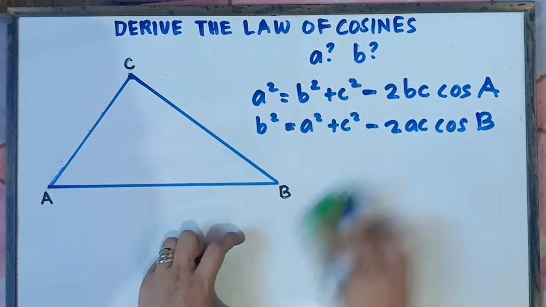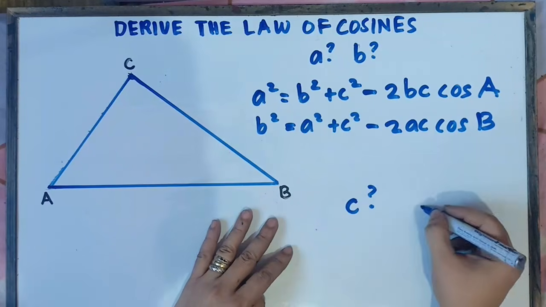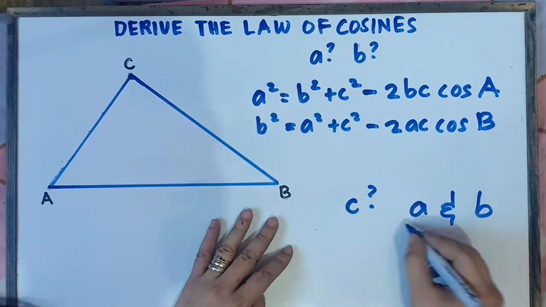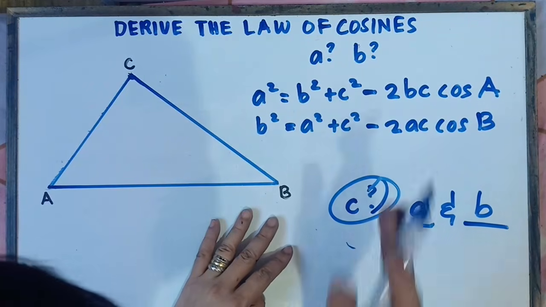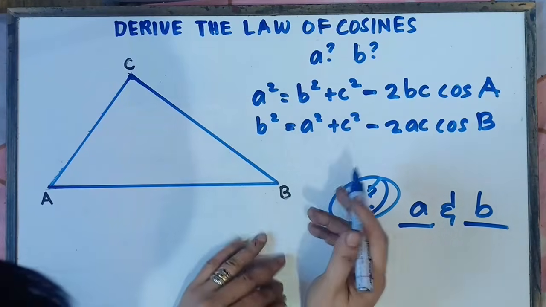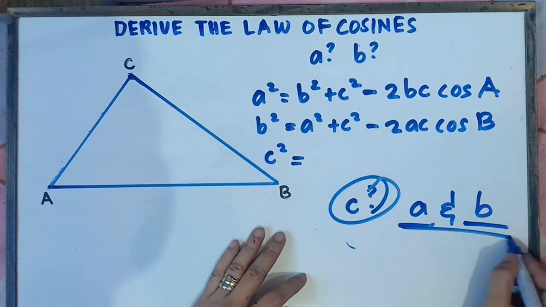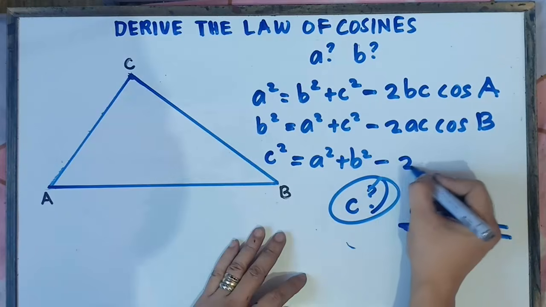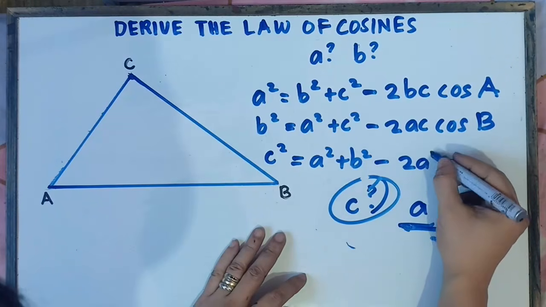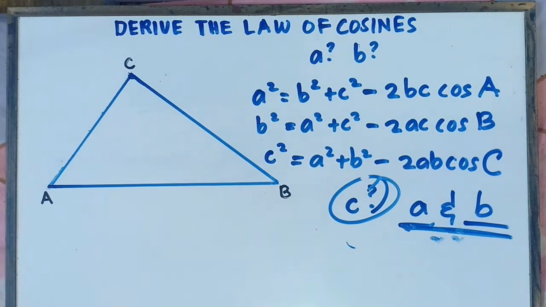Another example, you're looking for side C. Therefore, we can say that A and B are given. We have the value of A and B because you're looking for side C. Using the law of cosines, the formula should be C squared is equal to the given letters A squared plus B squared minus 2, and then the given letters AB cosine and then angle C. That's the thing that you need to remember.